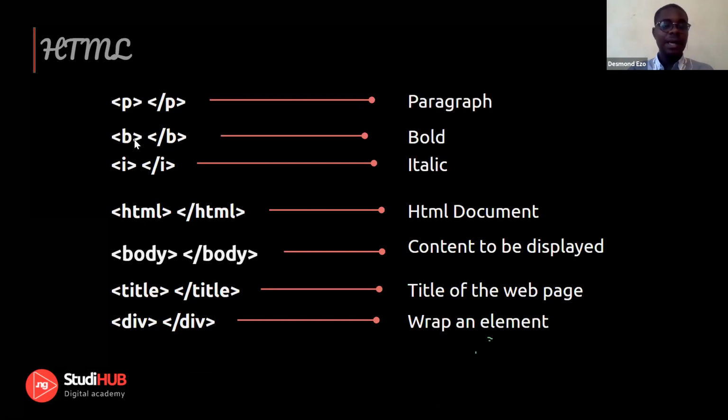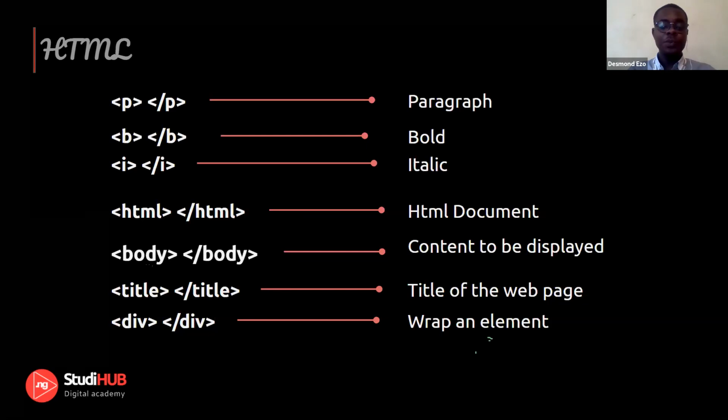Same thing with the bold tag. The bold tag is the B tag, and you place something in between and it becomes bold. Same thing with the italic. Then this HTML tag tells the web browser, when the browser reads from left to right and it hits this tag, that, hey, what you are looking at here is the start of an HTML document. So it's going to treat everything within this HTML tag as an HTML document.